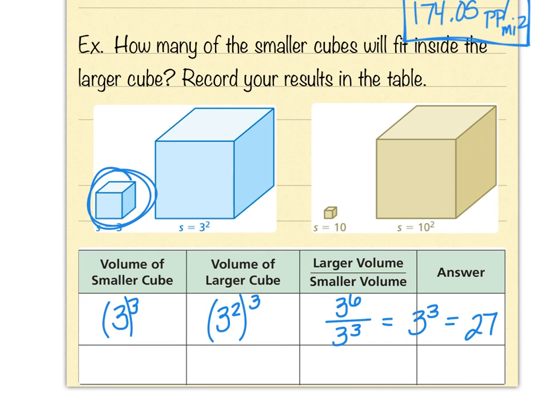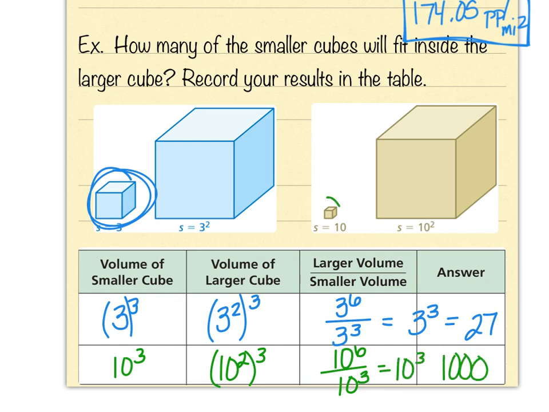Now for the tannish looking cube, I've got the side of 10, that's going to be raised to the 3rd power. And for the bigger cube, the side is 10 squared, so the volume is going to be 10 squared raised to the 3rd power. That's going to give me 10 to the 6th over 10 to the 3rd, which is 10 to the 3rd, which is 1,000.